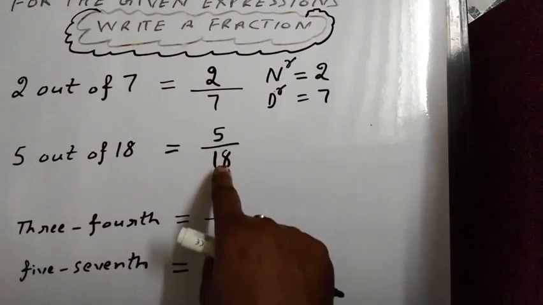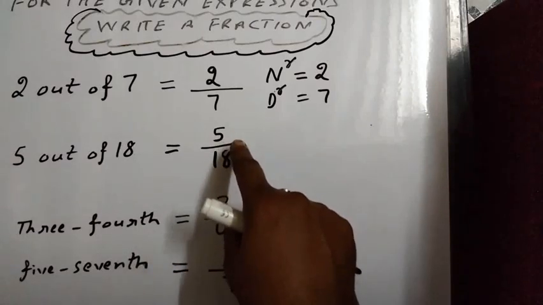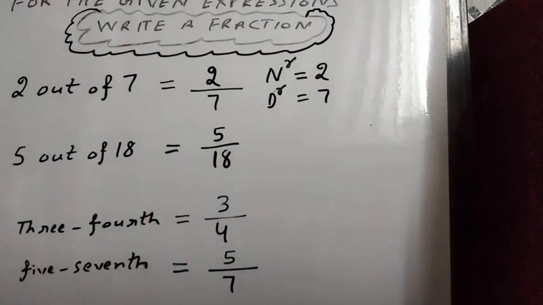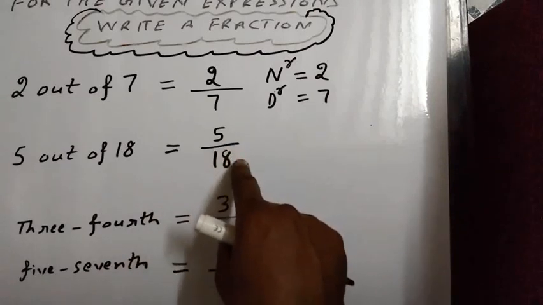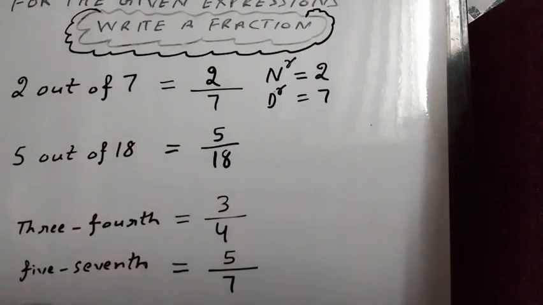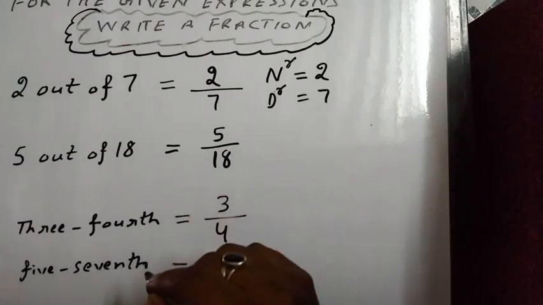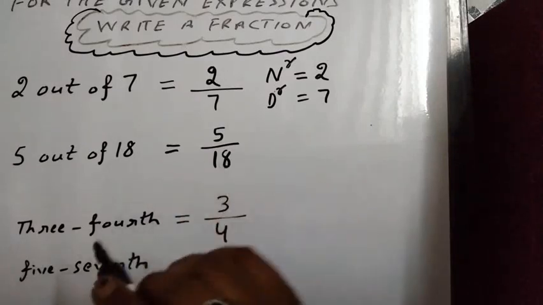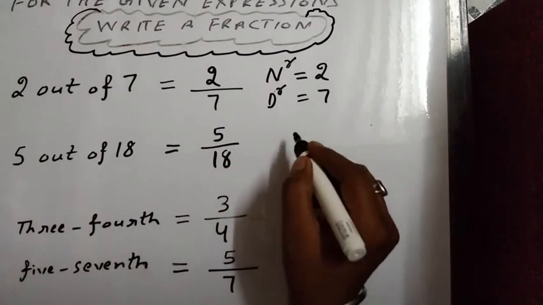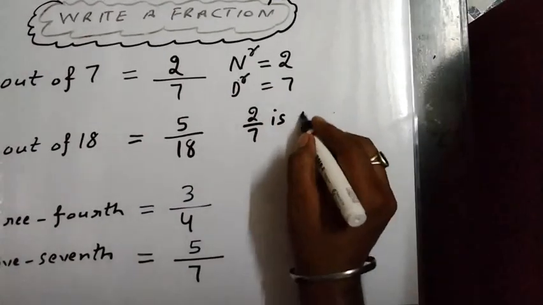Also 5 by 18, is it a proper fraction or not? Please write your answer in yes or no. Yes, 5 by 18 is a proper fraction. Why? Because 5 is smaller and 18 is greater. So if the numerator is smaller and the denominator is greater, then that fraction is called a proper fraction. So here 5 by 18 is a proper fraction. Similarly 2 by 7 is a proper fraction.